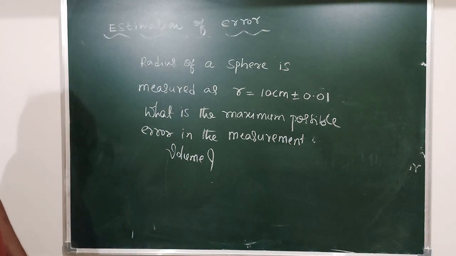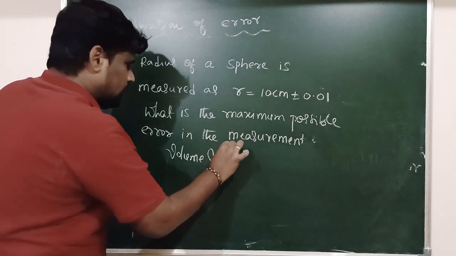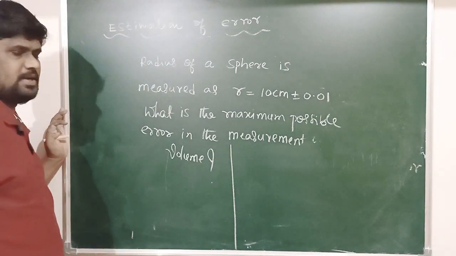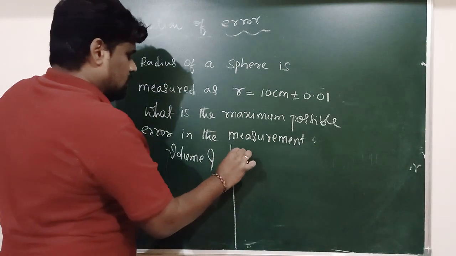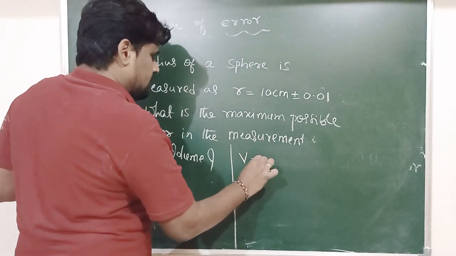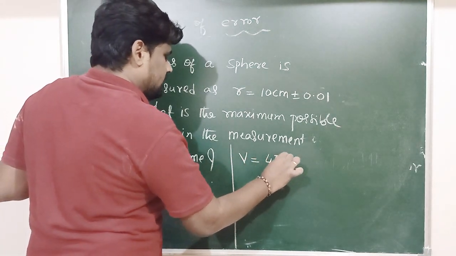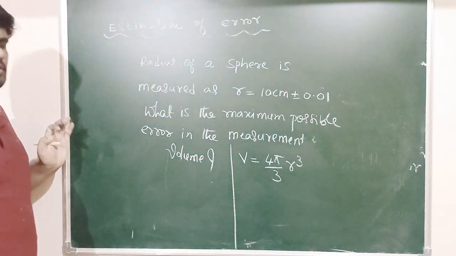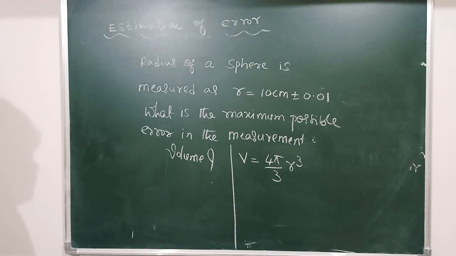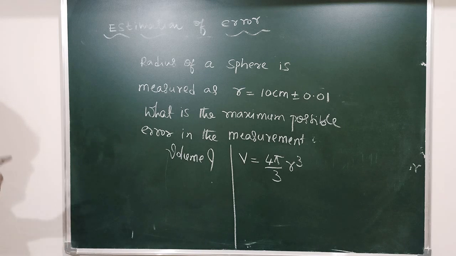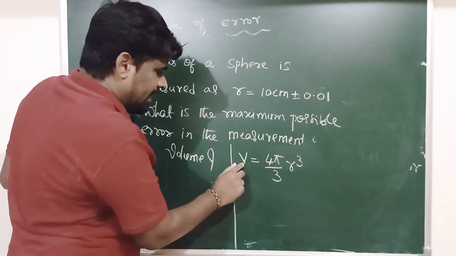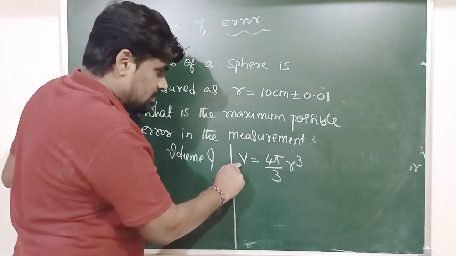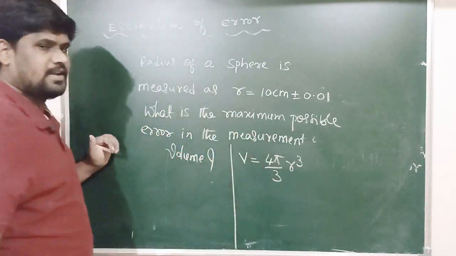Radius. I guess you remember the formula to calculate the volume of a sphere. What is the volume of a sphere? The volume of a sphere is given by 4 pi by 3 into r cube. This is the formula which is used to calculate the volume. They are asking you to determine the error in the volume. Error in the volume is due to the error in the radius.